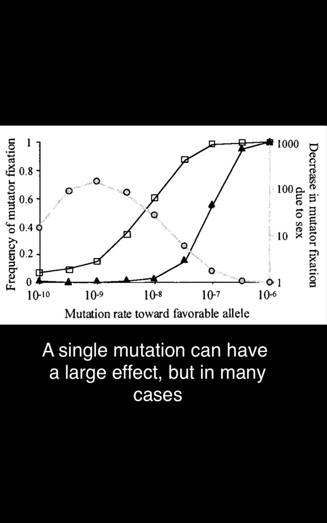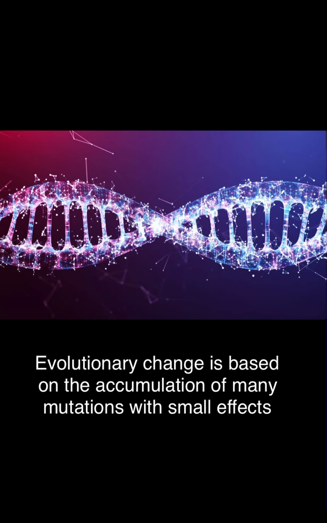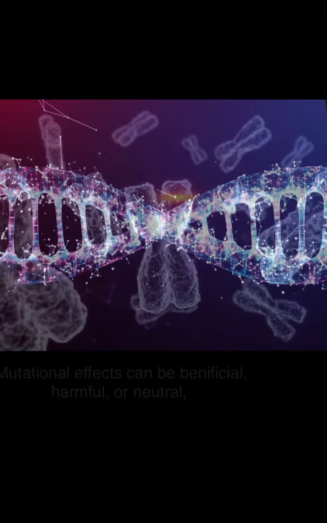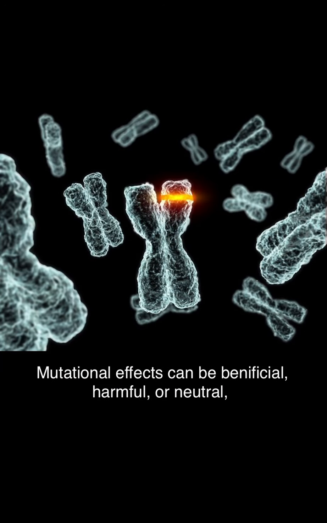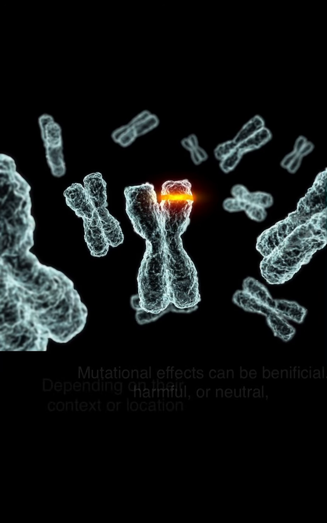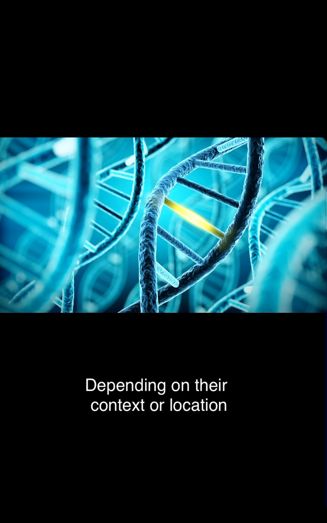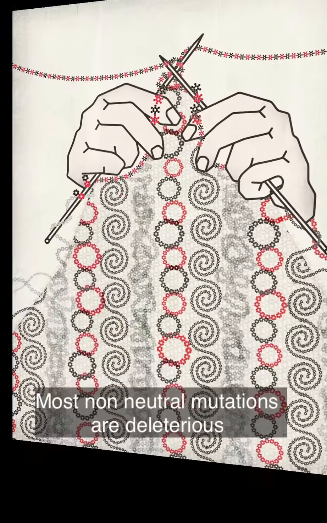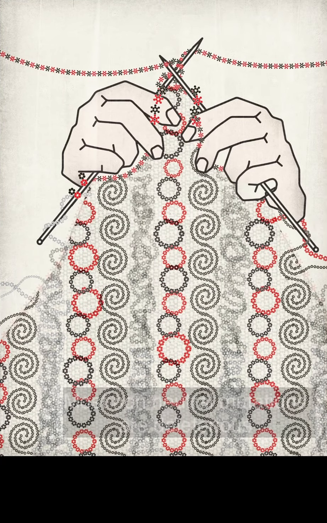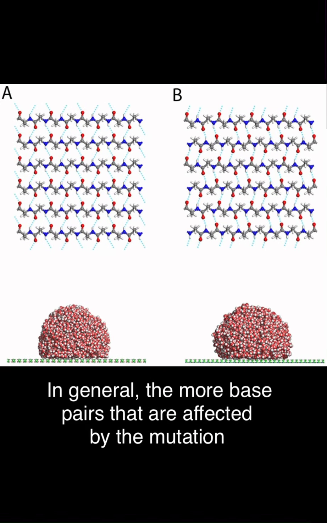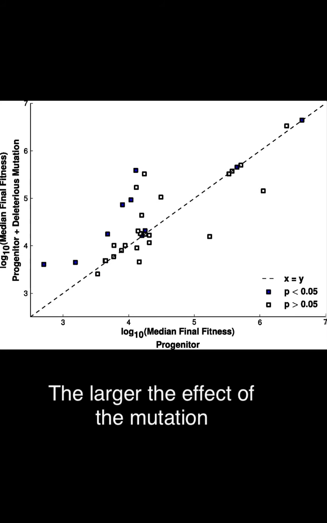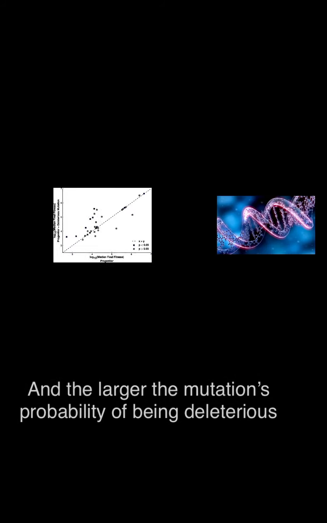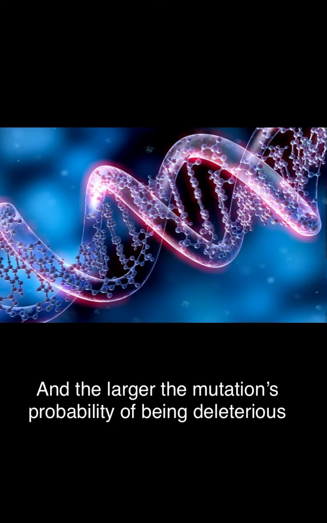A single mutation can have a large effect, but in many cases, evolutionary change is based on an accumulation of many mutations with small effects. Mutational effects can be beneficial, harmful, or neutral, depending on their context or location. Most non-neutral mutations are deleterious. In general, the more base pairs that are affected by a mutation, the larger the effect of the mutation, and the larger the mutation's probability of being deleterious.